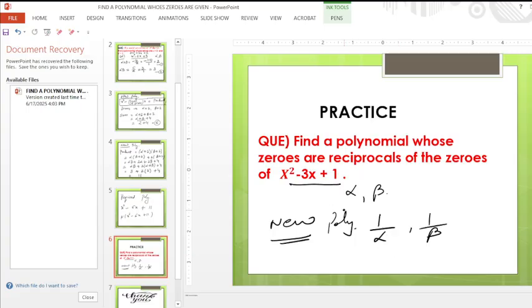In case you are not getting the answer correctly and any doubt is there, write it in the comment section and I will tell you the answer.